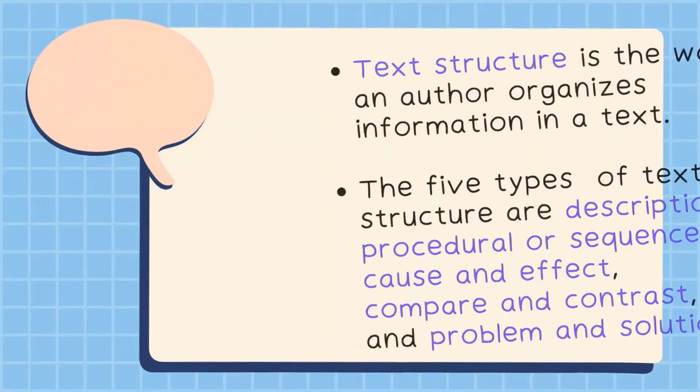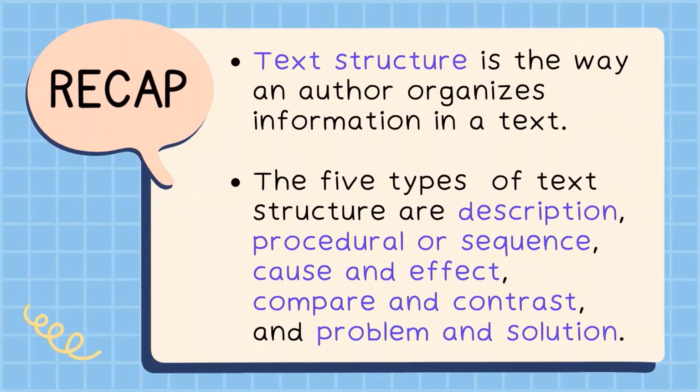Now let's have a recap. Text structure is the way an author organizes information in a text. The five types of text structure are description, procedural or sequence, cause and effect, compare and contrast, and problem solution.